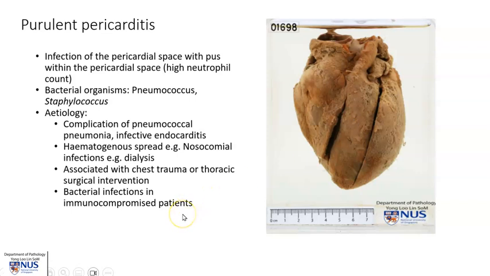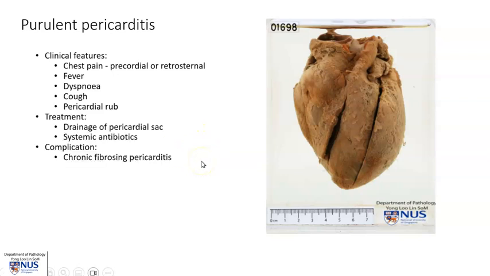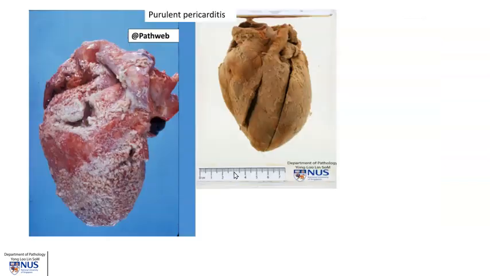And patients who are at risk include immunocompromised patients, for example, patients who are on chemotherapy. Clinically, these patients may present with chest pain and signs of infection such as fever, sometimes dyspnea, cough, and also on auscultation, a pericardial rub. The treatment of infective or purulent pericarditis is drainage of the pericardial sac and also systemic antibiotics. And one of the complications is chronic fibrosing pericarditis, or effectively constrictive pericarditis, which can lead to heart failure.